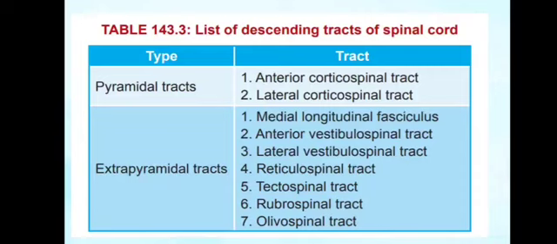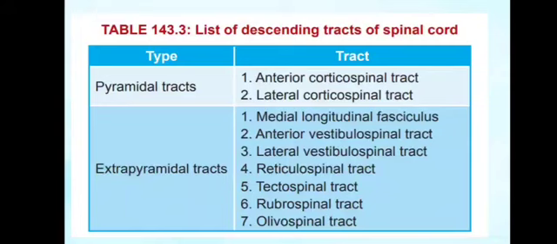Now, this is a list of descending tracts of the spinal cord. As I said before, pyramidal tracts are of two types, anterior corticospinal tract and lateral corticospinal tract. The next type is extrapyramidal tract. It is of 7 types. The first one is medial longitudinal fasciculus and the second one is anterior vestibulospinal tract.